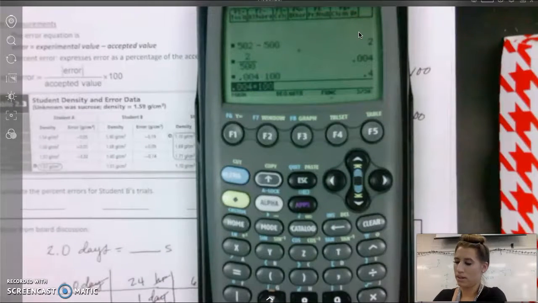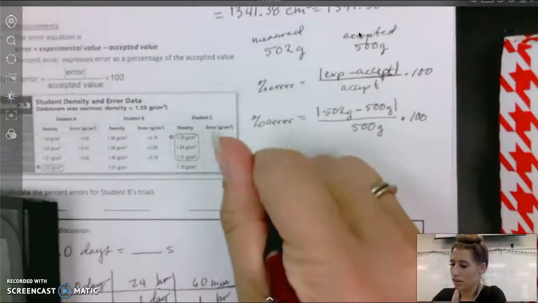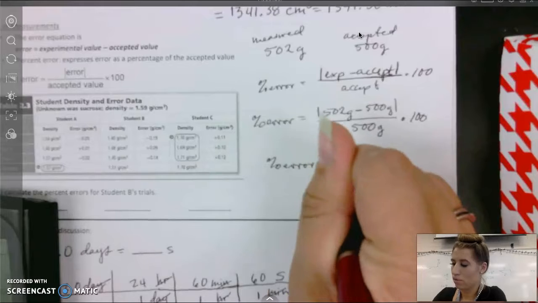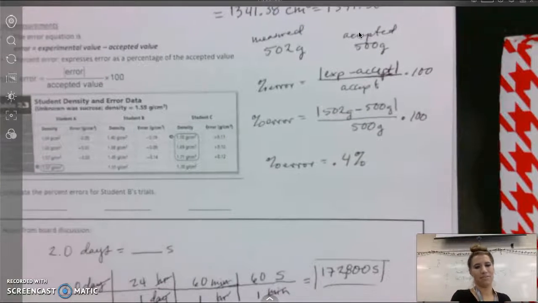And that's my percentage, 0.4. The error here was so small. In fact, the percent error between those two values was only 0.4%. So it wasn't even 1% error. Okay.